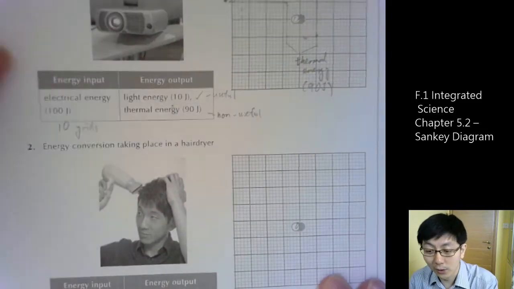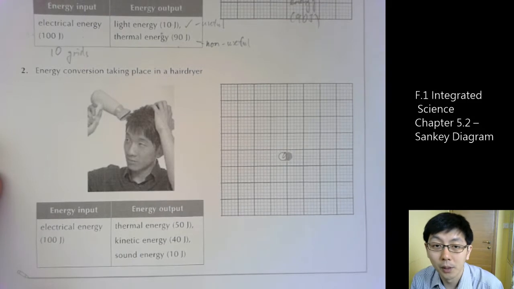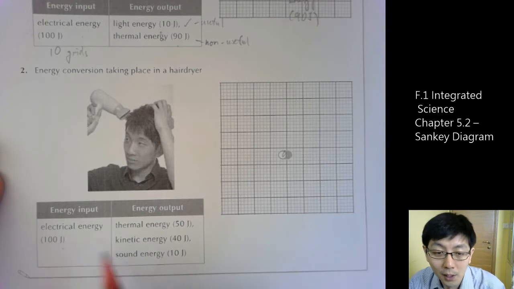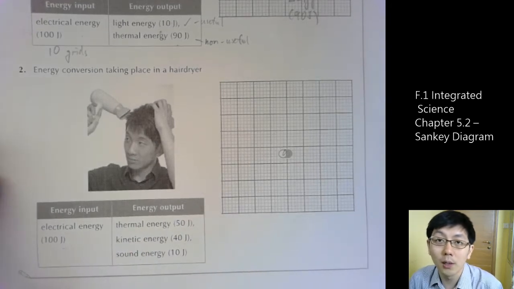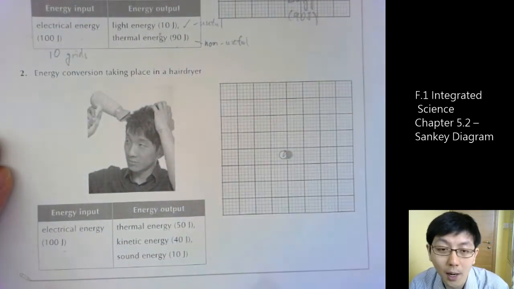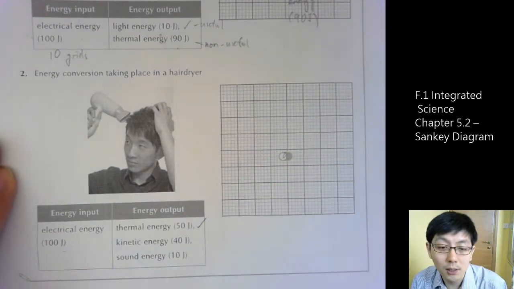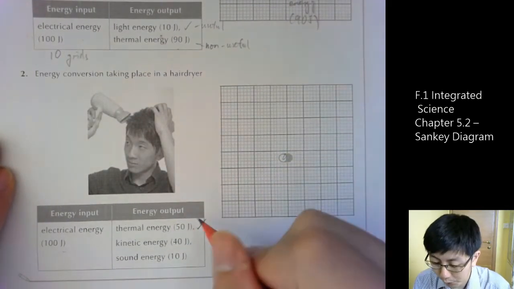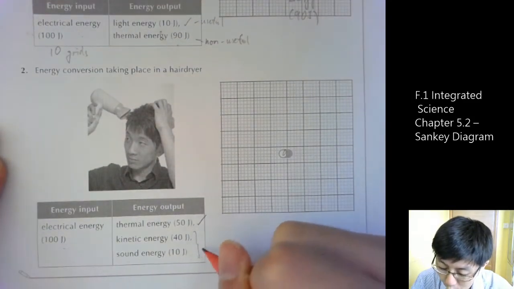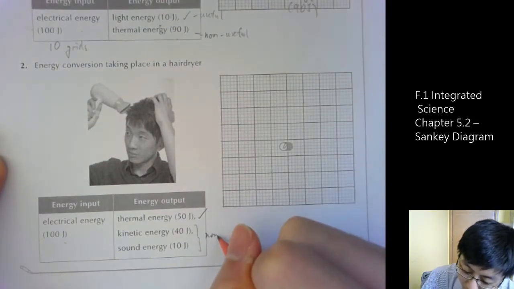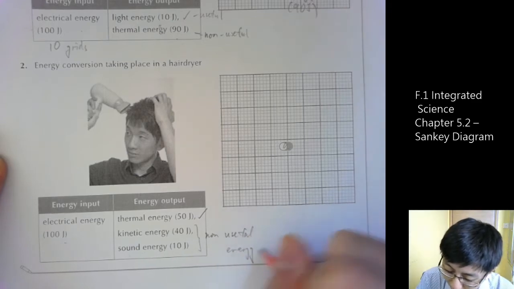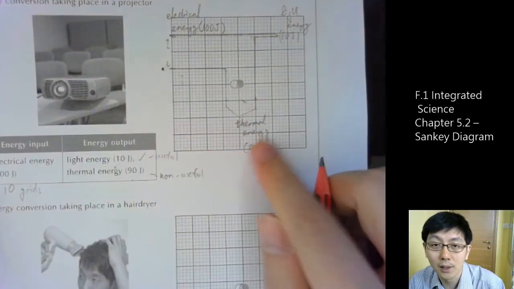Okay, how about the next one? The next one will be a little bit complicated. Hair dryer. This time, assume that the energy input for the electrical energy is also 100 joule. Now, there are three energy outputs. Which one is the useful energy form? I think about the hair dryer. Now, we want to dry our hair. So, of course, the thermal energy is our useful energy form. However, in this example, we have two different kinds of non-useful energy form. So how can we present these non-useful energy forms? Actually it's similar to this diagram.